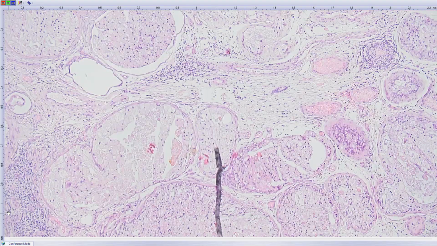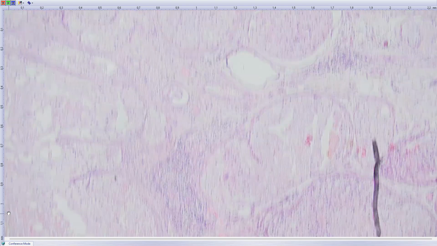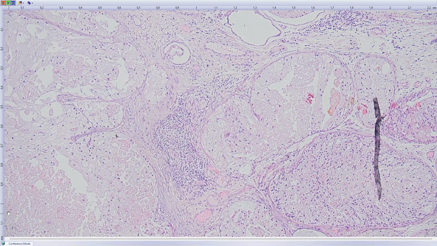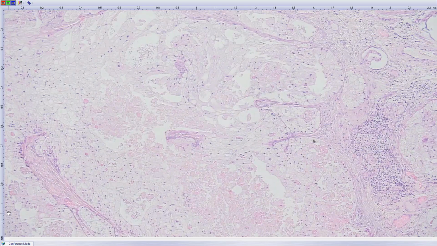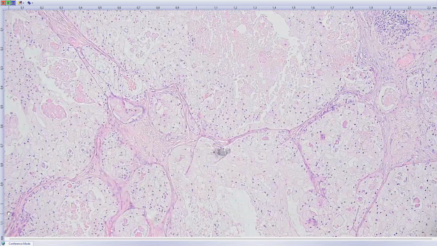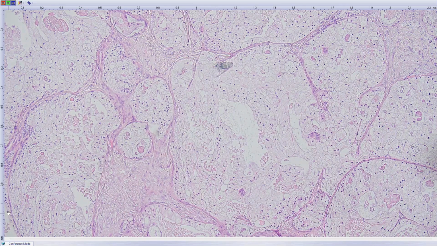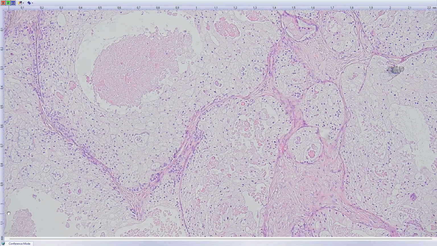Second option would be sex cord stromal tumor, which in this case there is a probability of some. It does not look typical for the sex cord tumor, but if this can be any kind of sex cord tumor, in my eyes, the option is it is sort of Sertoliform differentiation. But this was negative for sex cord markers.